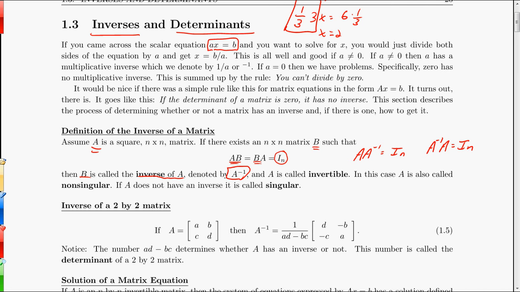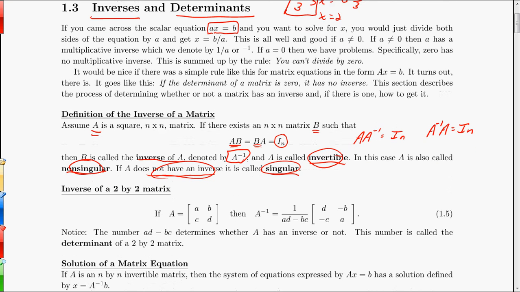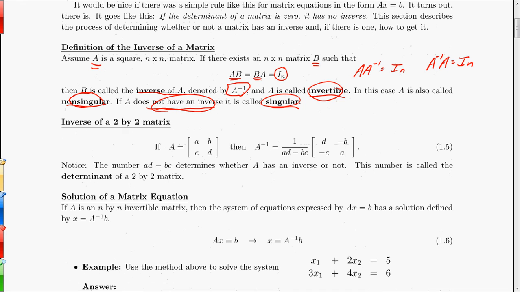If A has an inverse, it's called invertible. If it is invertible, it's also called non-singular. If A has no inverse, it's called singular. I use all of these terms, so the actual terminology isn't that important, except that these terms get used throughout the rest of the chapter, so it's worth knowing that. So, invertible, non-singular. No inverse, singular.